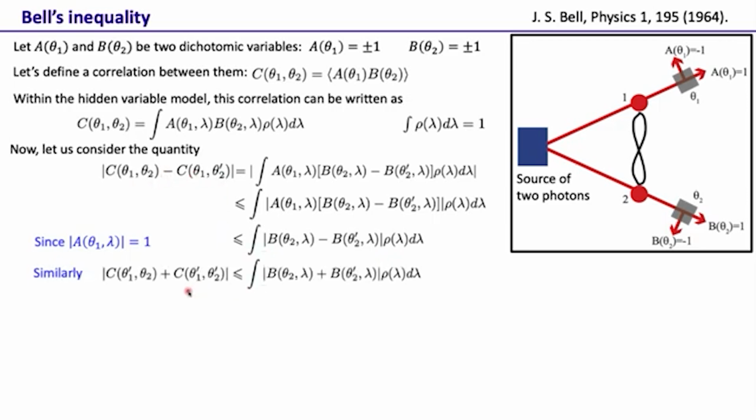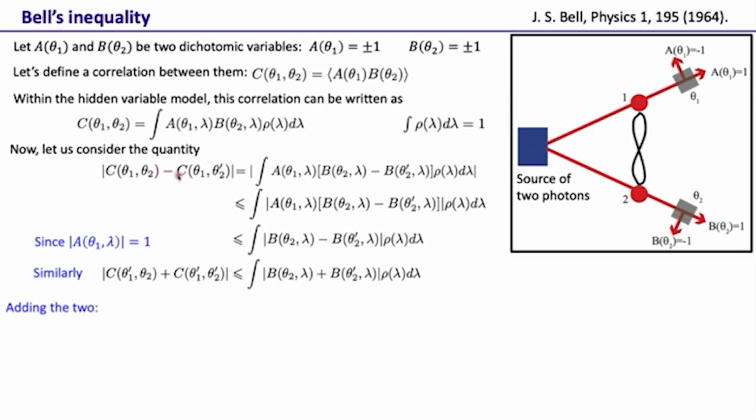So now we can similarly have another such quantity. In this case we have theta 1 prime theta 2 and theta 1 prime theta 2 prime. There's a minus and there's a plus. So just like C theta 1 theta 2 minus C theta 1 theta 2 prime was B theta 2 lambda minus B theta 2 prime lambda, since this is a plus here, we will also have a plus over here.